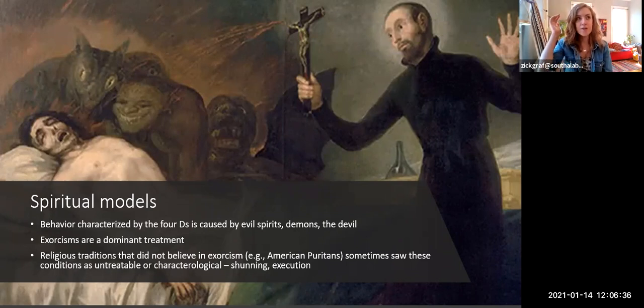So religious traditions that had a spiritual view of mental illness and that saw mental illness as characterological, rather than necessarily treating it, would often practice things like shunning or even execution. This is one take on, for example, the Salem witch trials.